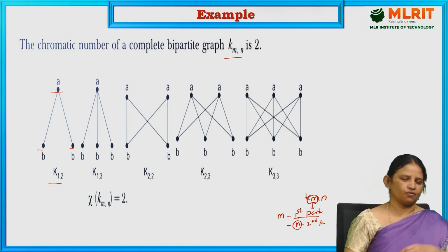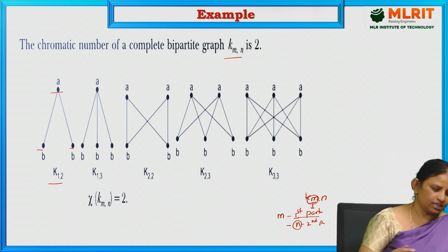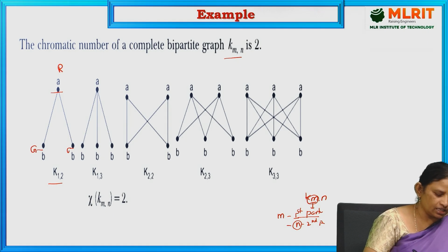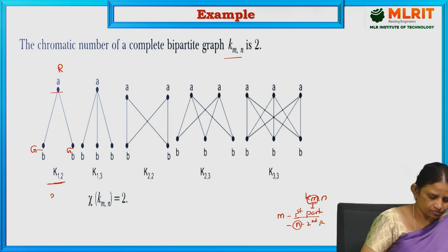So in the case of K12, the chromatic number is 2. A is colored with red. Don't use red for the others, we can use green color. Here it is green. What is the chromatic number for K12? That is 2.